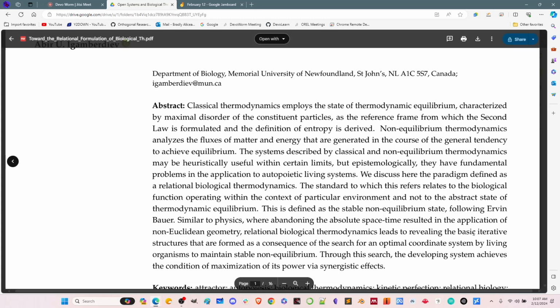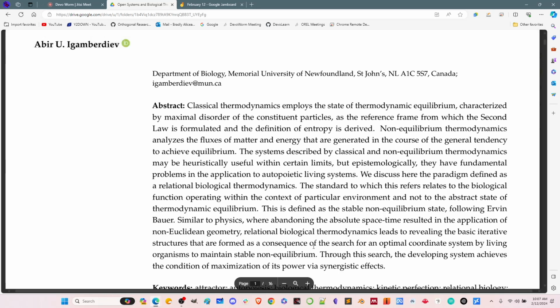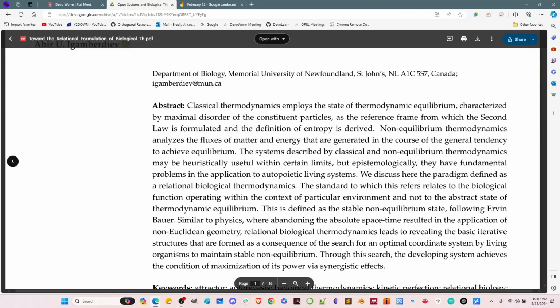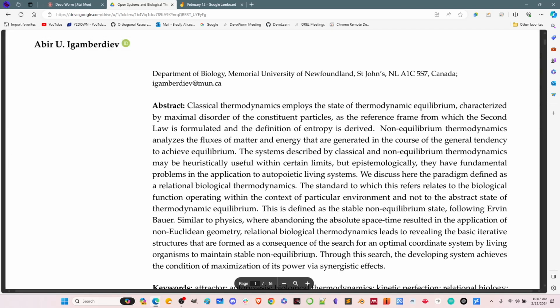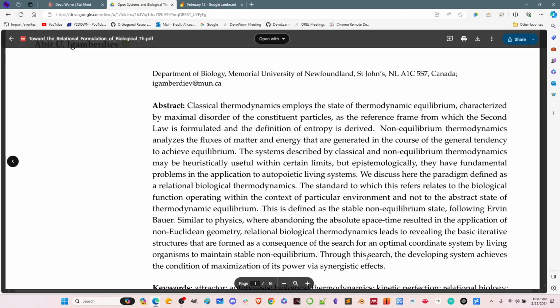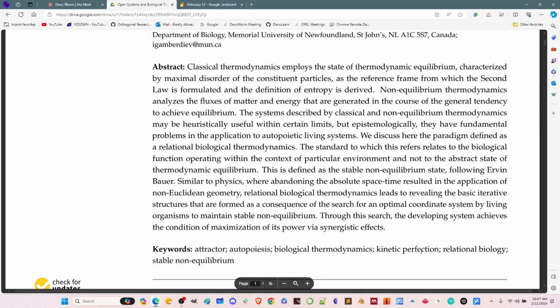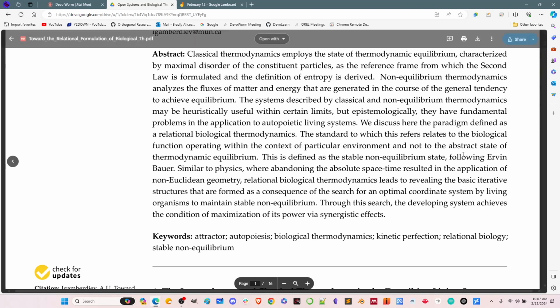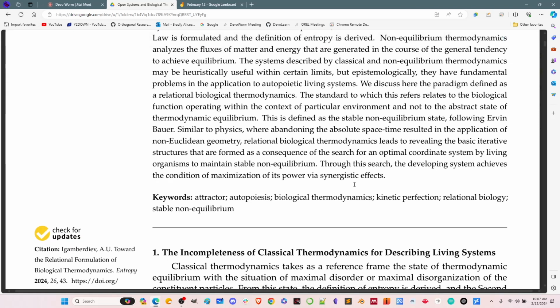And this may lead to revealing the basic iterative structures that are formed as a consequence of the search for an optimal coordinate system by living organisms. So these living organisms are trying to put everything into this framework of maintaining a stable non-equilibrium. And so it's relative to the organism's environment, to the organism's structure, and so forth. Through this search, the developing system achieves the condition of maximization of its power by synergistic effects, which is a fancy way of saying that there are these non-linear effects that happen when things interact, and that gives it the power to do this sort of maintaining its non-equilibrium thermodynamics.